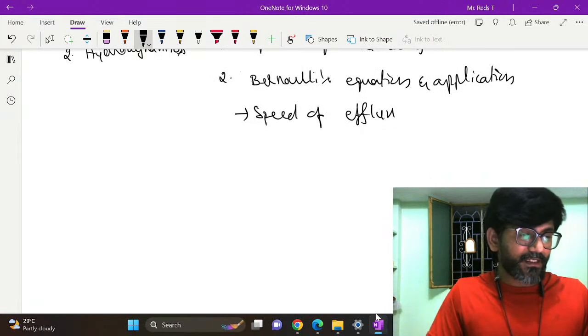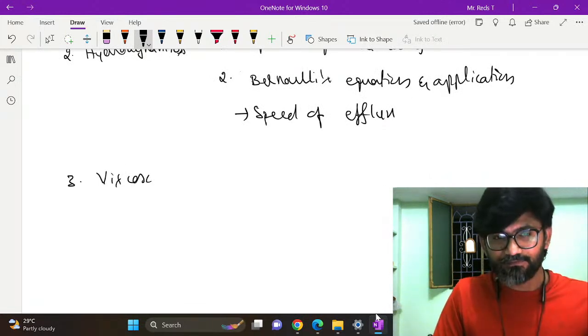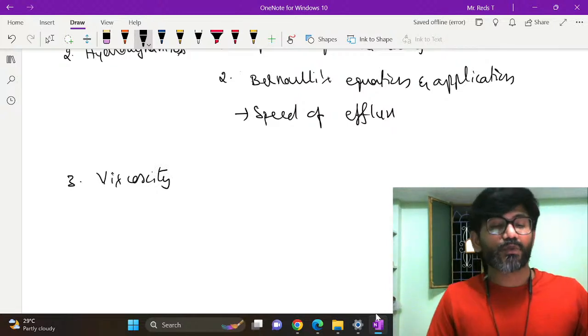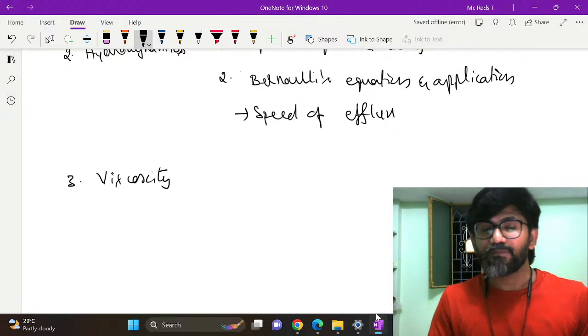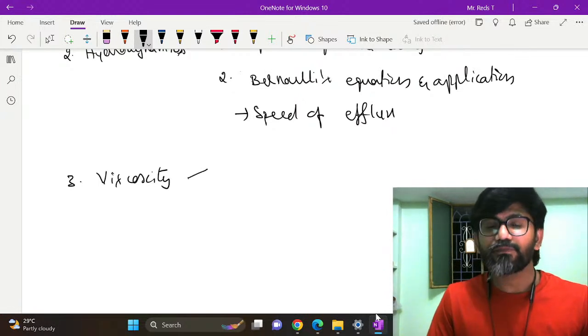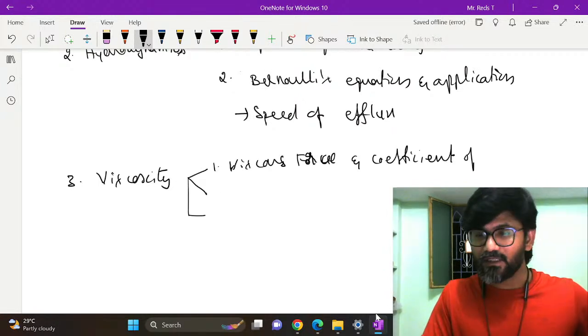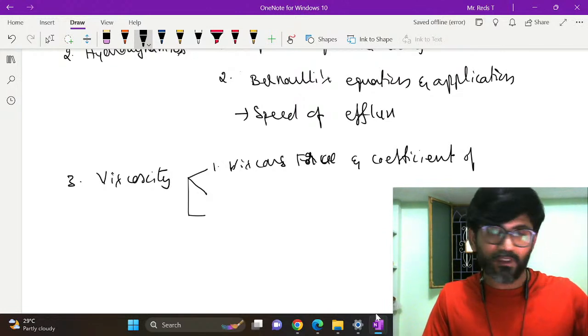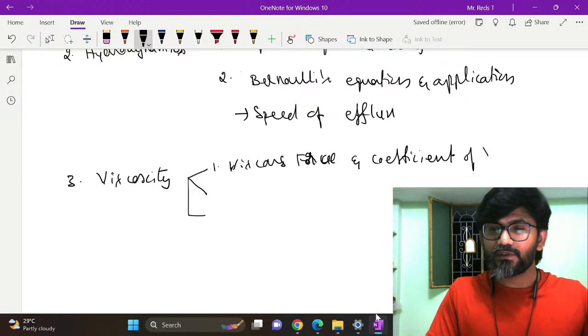The next thing is viscosity. As part of viscosity you have to just go through some concepts like viscous force and coefficient of viscosity.